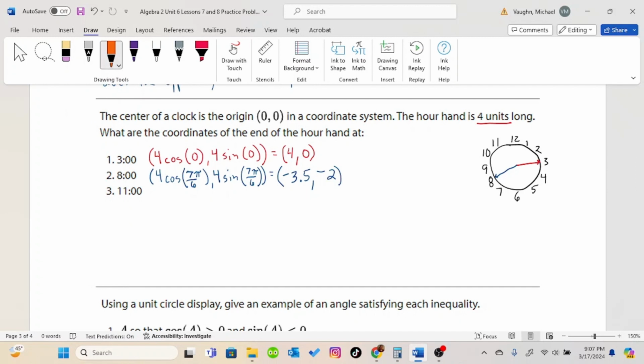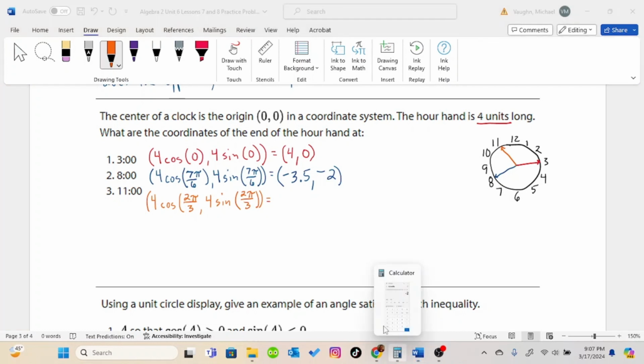And number 3, we're now talking about 11 o'clock. So at 11 o'clock, we're going to use 4 times the cosine. This would be 2/3 pi, and 4 times sine of 2/3 pi.